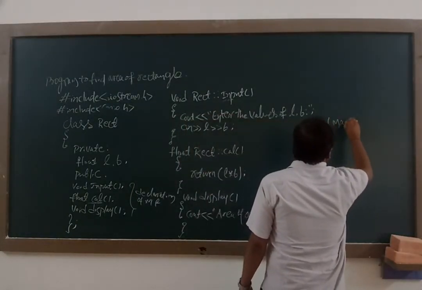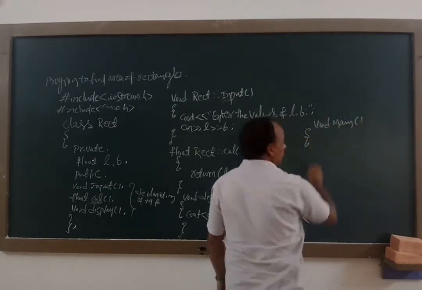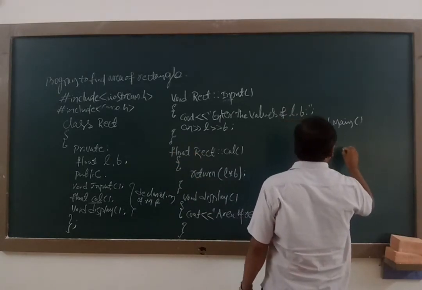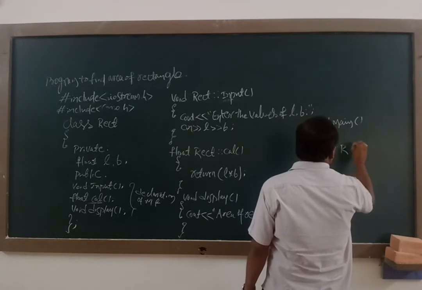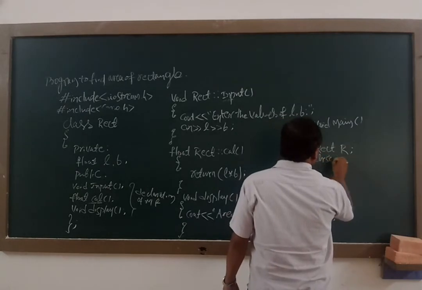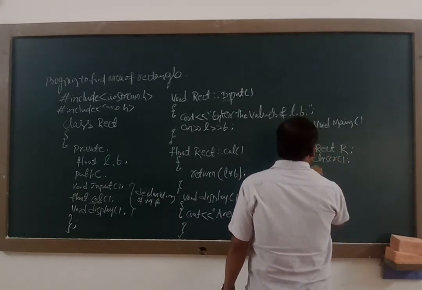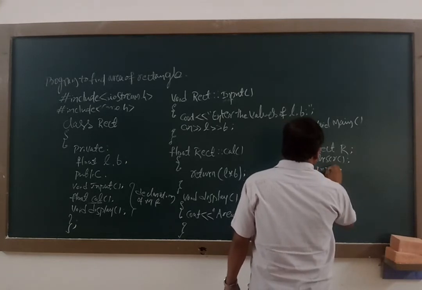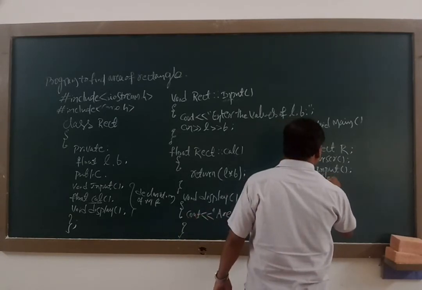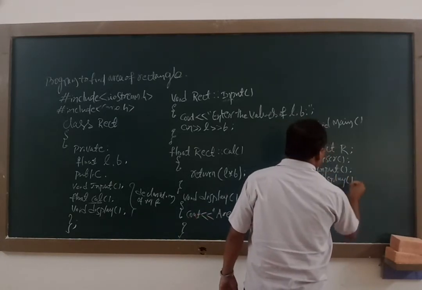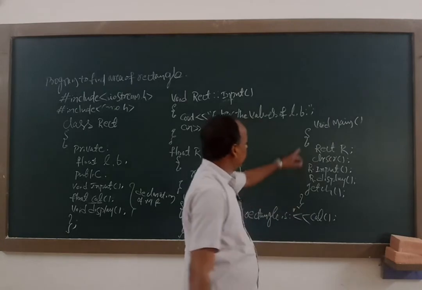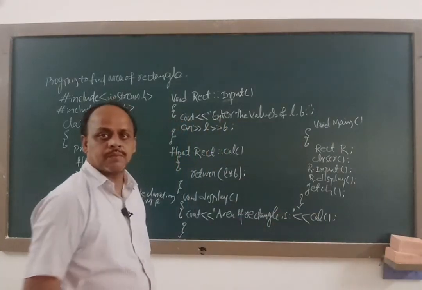Void main. What is the first step? Object declaration. Consider the class name rectangle, and the object name suppose is R. Next, the clear screen function. R dot input function. R dot display function. Then getch, and closing of the main function.